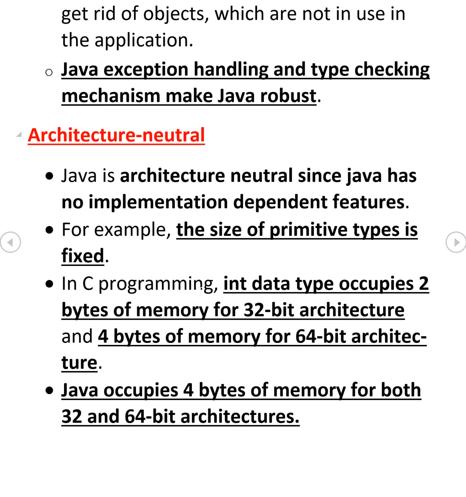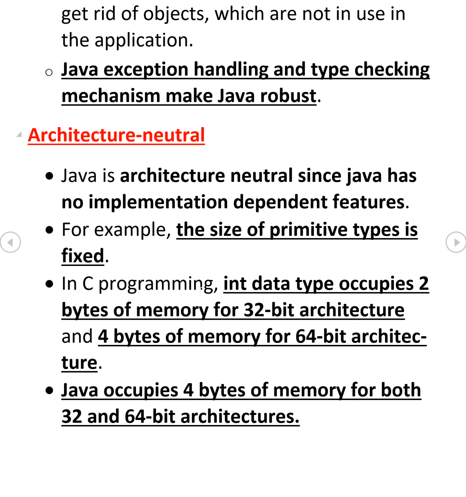Java also gives exception handling and type checking mechanism, and that makes Java robust. And the next feature is architecture neutral. Java is architecture neutral since Java has no implementation dependence feature. For example, the size of primitive types is fixed.